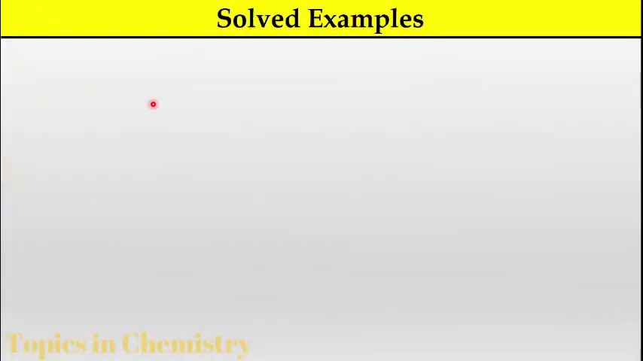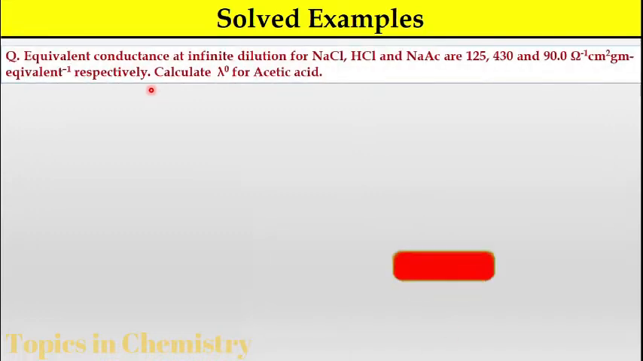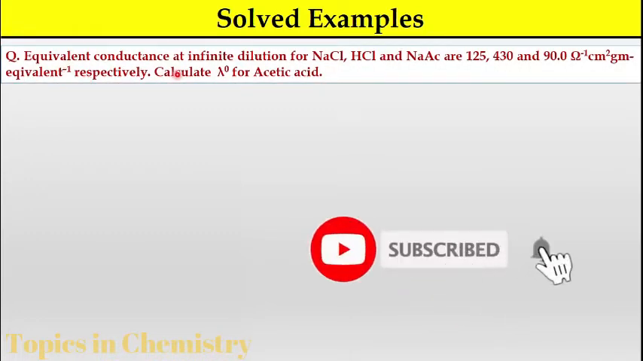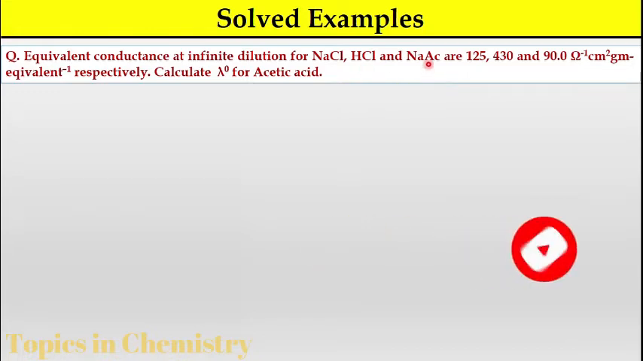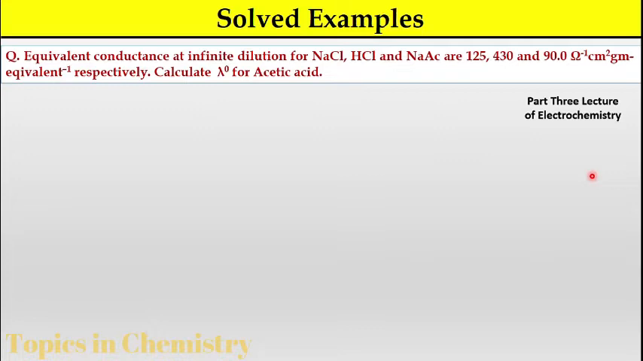Now see the next problem. Here, the equivalent conductances at infinite dilution of NaCl, HCl and sodium acetate are 125, 430 and 90 ohm inverse cm square gram equivalent inverse respectively. Calculate the lambda 0 of acetic acid. So this is a problem from my part 3 lecture of electrochemistry.